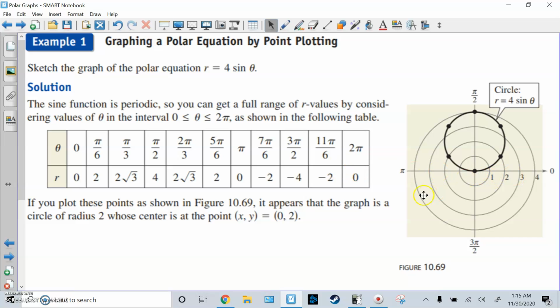And 7 pi over 6 is over here, but it says -2, so we're going backwards to 2 right here. 3 pi over 2 puts you at -4, 11 pi over 6 puts you at -2, and then 2 pi puts you back at 0. So we did 2 full circles, you could tell. Alright, so notice we plotted them. It appears the graph is a circle of radius 2, whose center is the rectangular coordinate (0, 2).